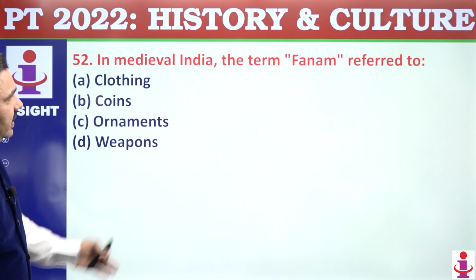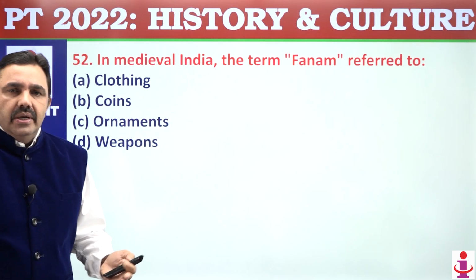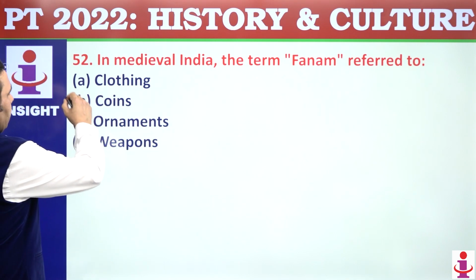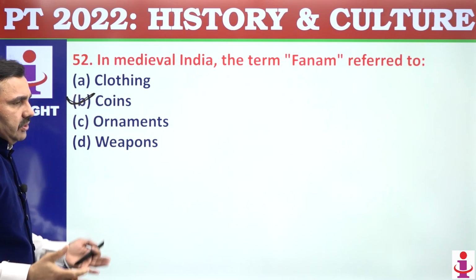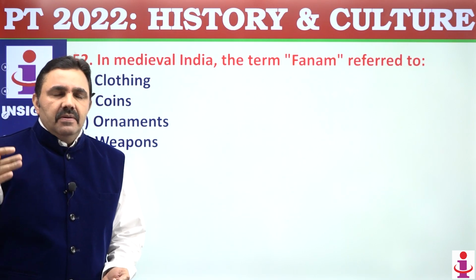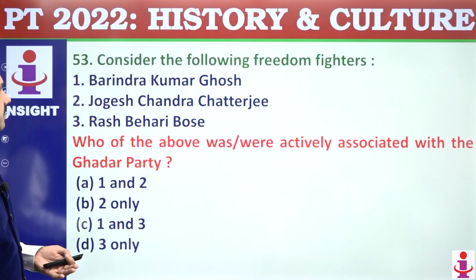Next, in medieval India, the term Phanom refers to. So Phanom was a coin. This is a coin, a Vijayanagar times coin. This was continued by Travancore also. So Phanom was a coin. Again, very direct, but if you know it, you know it. If you don't know it, it becomes very difficult. So this is a factual question. Phanom was a coin. One example of Vijayanagar Phanom.